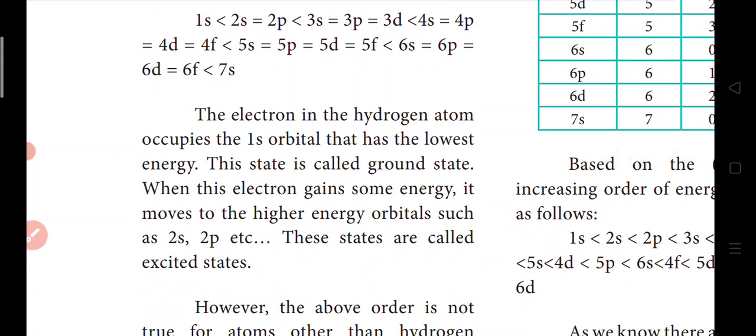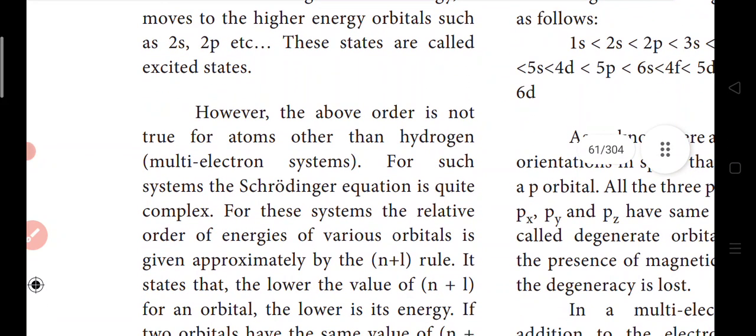That's the ground state ன்னு சொல்லுவோம். When this electron gains some energy, it moves to the higher energy orbital. So the energy gain பண்ணிட்டு 2s and 2p க்கு போகும். அதான் நம்ம excited state ன்னு சொல்றோம். However, the above order is not true for the atom that is other than hydrogen. Multi-electron system க்கு இதுக்கு அவ்வளவு possible கிடையாது. So for such system, the Schrodinger equation is quite complex இருக்கு.